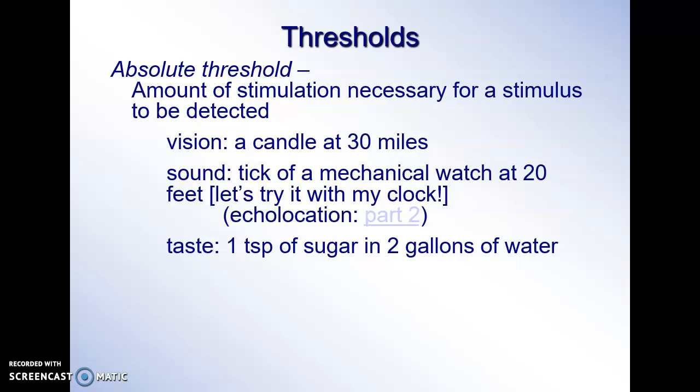That's not the big spoon, that's the small spoon. So a half a teaspoon of sugar in 1 gallon of water, we would be able to tell that sugar was in there. So that's pretty dang sensitive. Half a teaspoon is not much. So our sense of taste is a lot more sensitive than we really think it is.